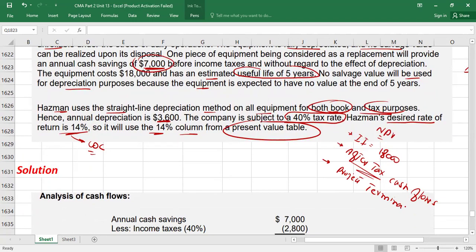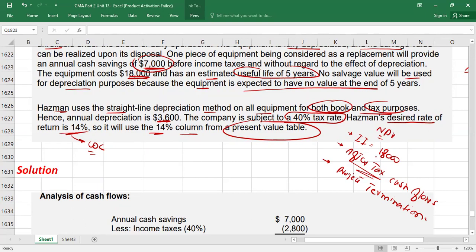And usually project termination cash flows include what? Recovery of working capital. Working capital is not given here in this question. And it also includes sale of this equipment, which you bought now for 18,000. Maybe you may sell this equipment by the end of the life of the project. So again, you need the after tax proceeds from the sale of new equipment. But again, he told you the new equipment has a zero salvage value. He told you here, there is no salvage value expected, no value at the end of year 5.